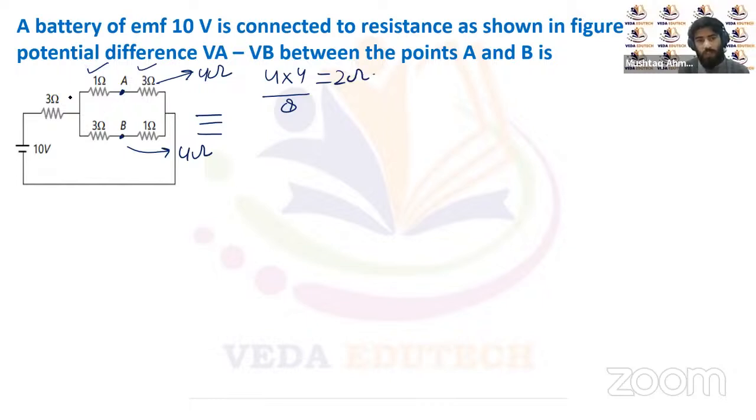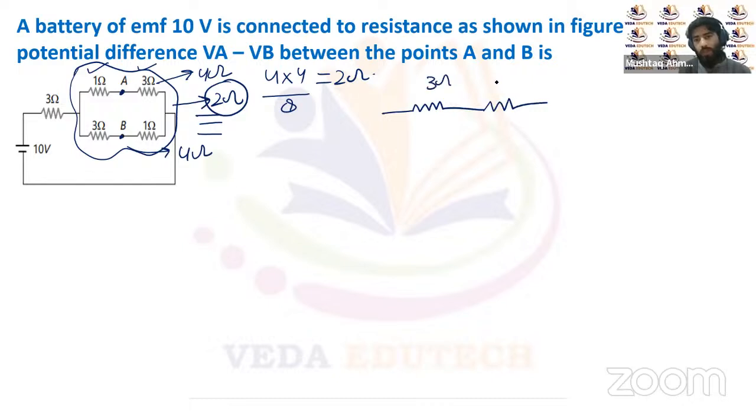So it means that this whole circuit can be replaced with an equivalent 2 ohm resistor, which means that we can redraw this circuit like this. So this is 3 ohm, this is 2 ohm, and we have this battery of 10 volts. And now finally, if I is the current, right?